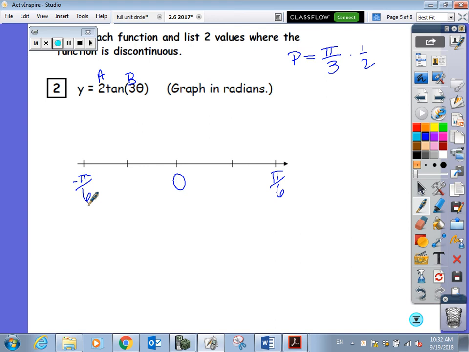And then if I want to know halfway between 0 and pi over 6, I take half of pi over 6, pi over 12, and negative pi over 12. Asymptote, asymptote.